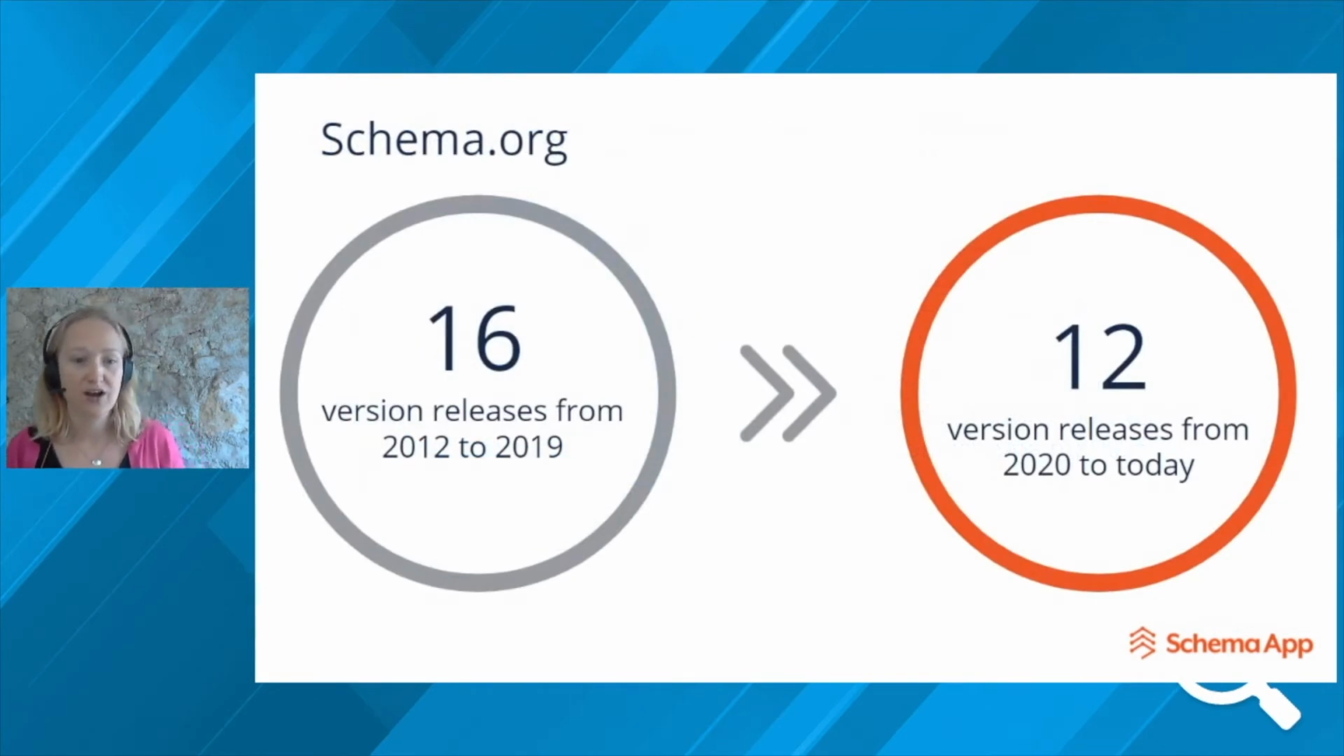We also saw a ton of schema.org releases. Now, schema.org is the vocabulary that structured data uses in order to articulate what pages are about. And it was released in 2011. So from 2012 to 2019, there were 16 releases of schema.org. In the last year, 12. So if that isn't hard evidence that we're seeing acceleration, I don't know what is.